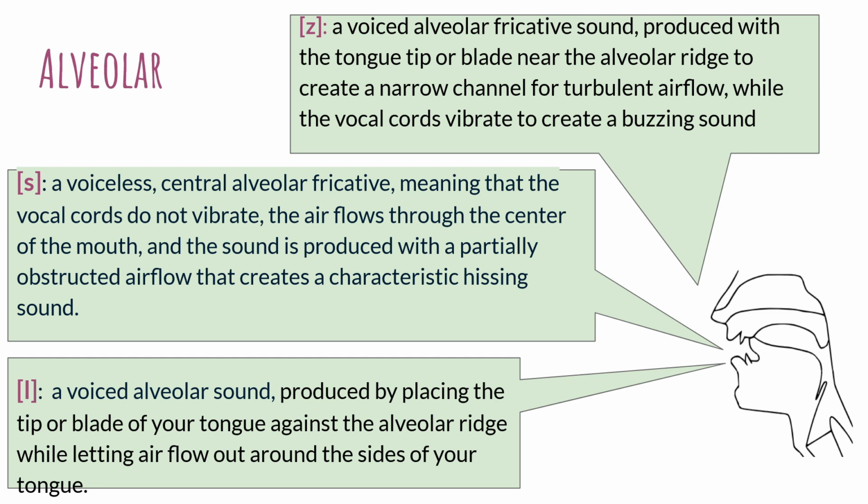The sound l is a voiced alveolar sound. It is pronounced by placing the tip or blade of your tongue against the alveolar ridge, while letting air flow out around the sides of your tongue.